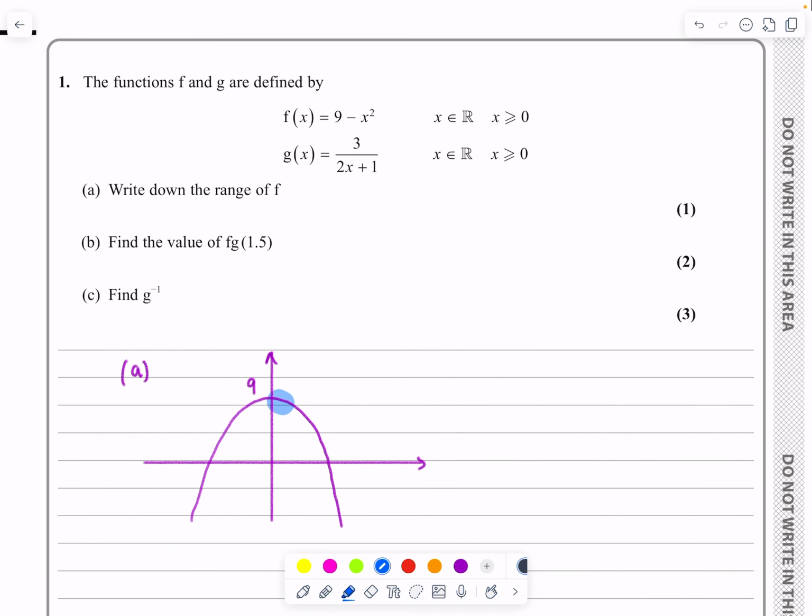Just be aware again that the domain is x greater than or equal to 0. So if that's the situation, then the range is going to be the limitations on y here, and the limitations on y are simply going to be that f(x) has to be less than or equal to 9. So only 1 mark, but it's very, very easy, that part.